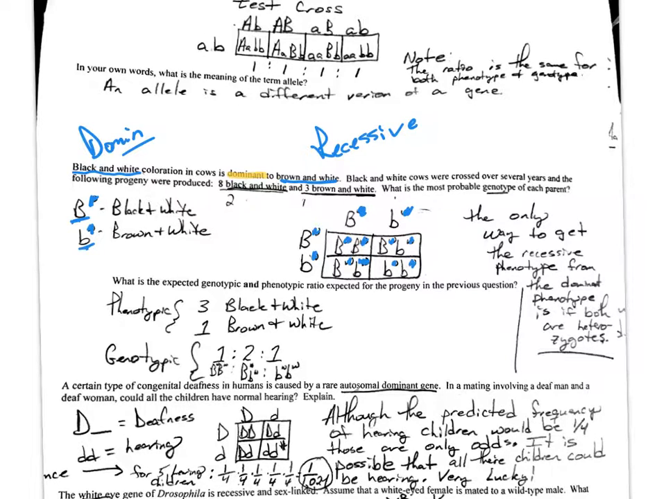So, now read the problem. It tells you that after you cross these a lot, pay attention because we're running out of time, you get 8 black and white and 3 brown and white. So you got 8 to 3. You have to remember that when we do Punnett squares, these are predictions. These are ratios. They're never 100% predictive. You could have a 1/4 chance, like in sickle cell, of having a child with sickle cell disease. But you could have 10 kids that don't have it, or you could have 10 kids and they all have it.